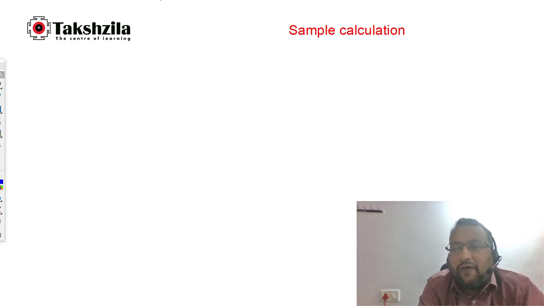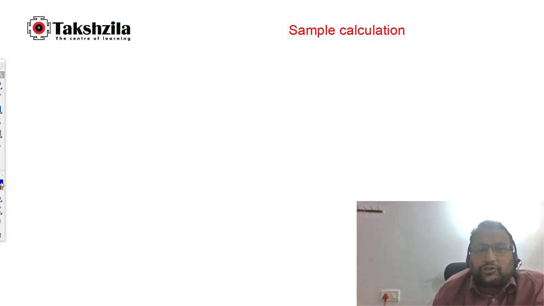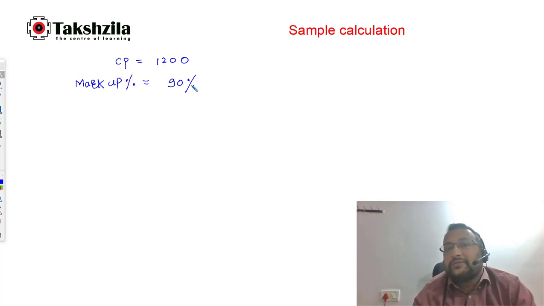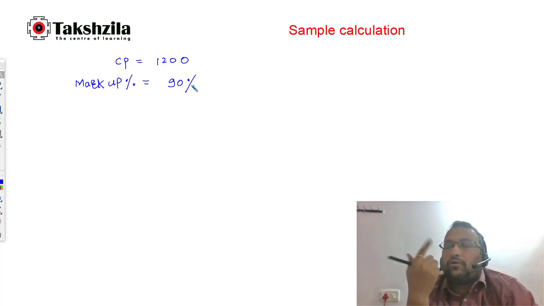So let's have a look at a sample calculation in profit, loss and discount questions. Let's say there is an article that the shopkeeper purchased at 1200 rupees. Let's say the cost price of the article is 1200 rupees, and the markup percentage is 90%. It means the shopkeeper is going to increase the cost price by 90%. So this 90% is applicable on 1200.